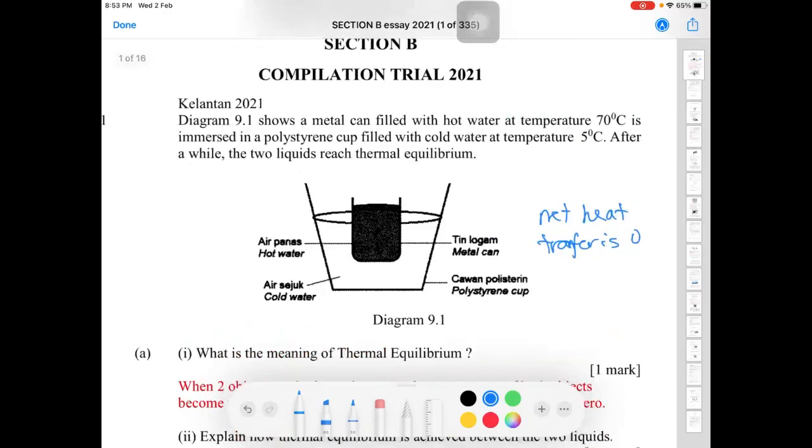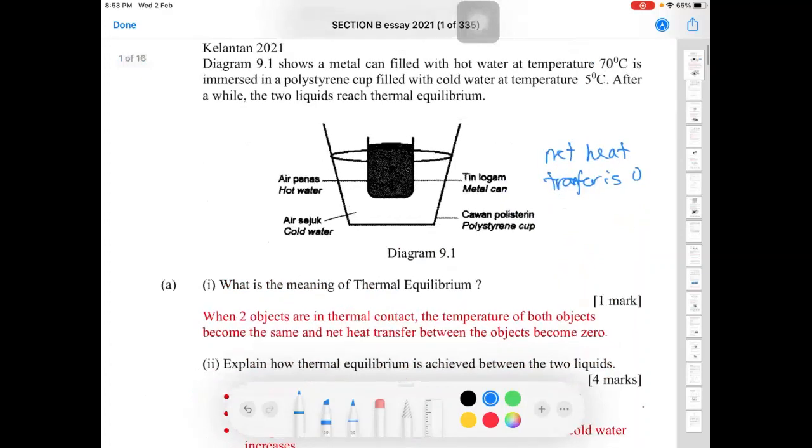So dia tanya, what is the meaning of thermal equilibrium? Dan apa yang kamu kena jawab, kamu kena follow dalam buku teks, tapi ada keyword yang kamu kena pastikan ada. So kalau dia tanya thermal equilibrium, that means you mesti ada when two objects in thermal contact. So mesti ada thermal contact, the temperature of both of the objects become the same and net heat transfer is 0. So ayat-ayat itu mesti ada untuk kamu dapat markah penuh. So that is thermal equilibrium.